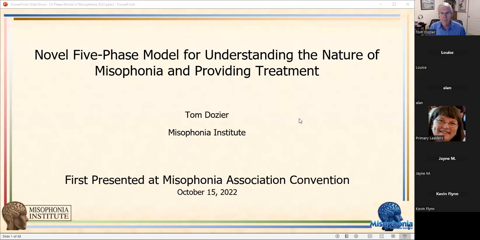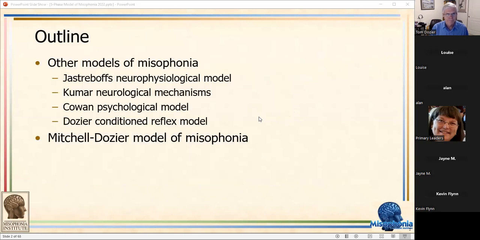Okay, so you've now been warned, and let's get started. This is a novel 5-phase model for understanding the nature of misophonia and providing treatment. I am Tom Dozier. I'm making the presentation. This model was developed by Nate Mitchell and I, and it is in review. A journal article is in review to publish this model.